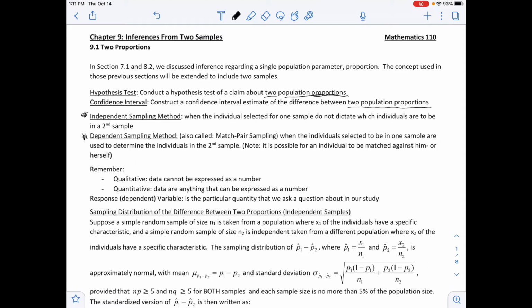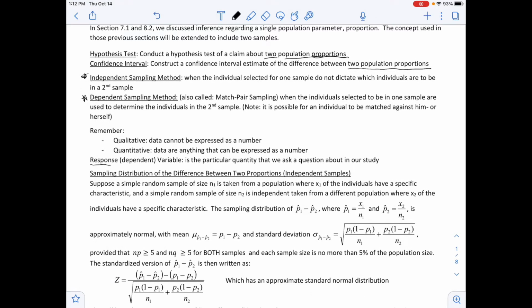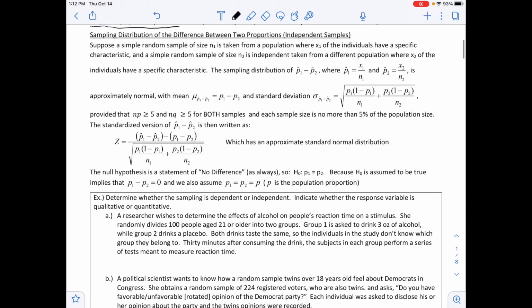A lot of times with dependent samples, you might have siblings or twins, or maybe it's something like a pre-test and a post-test where you're matched up against yourself. A few reminders here. We have qualitative and quantitative data. Qualitative data cannot be expressed as a number, whereas quantitative data is anything that can be expressed as a number. And a response or dependent variable is the particular quantity that we ask a question about in our study. Next we have the sampling distribution of the difference between two proportions.